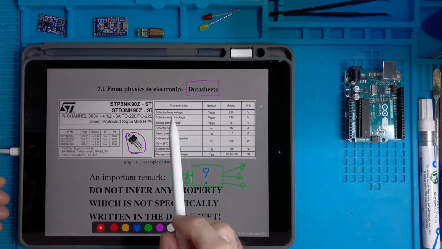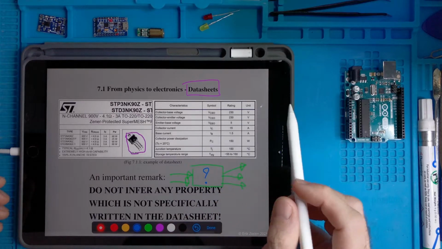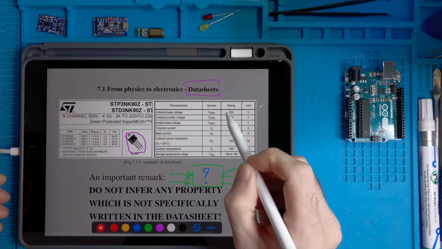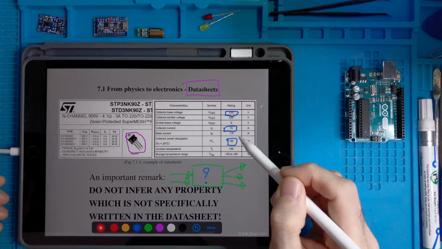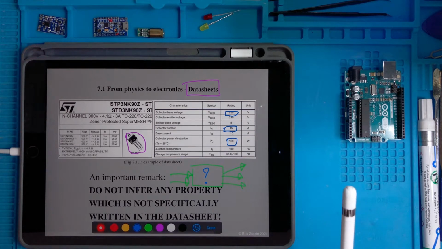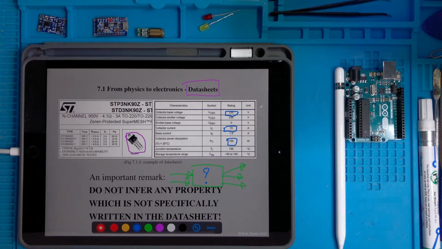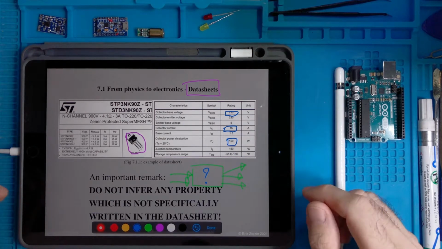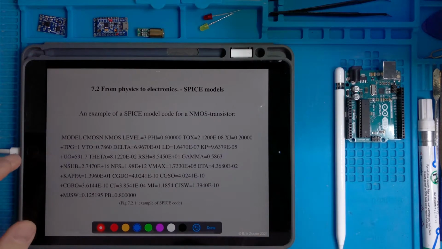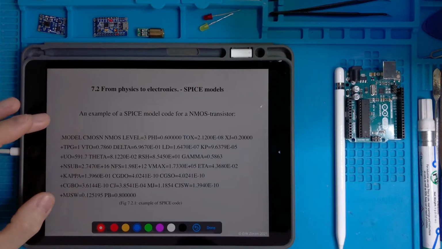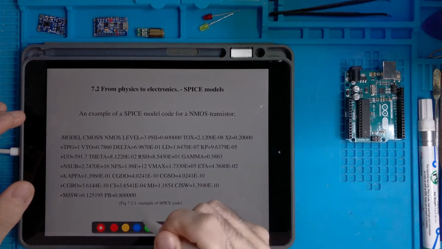For instance, here it tells you something like the maximum voltage, the maximum current, the maximum power dissipated, and so on. So you have a model and you have to play with this model. You can't go further in real life in electronics with those commercial devices. Here you have another example, connected to this previous example of the transistor. This is a so-called SPICE model.